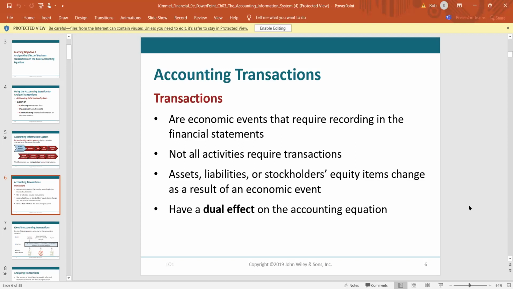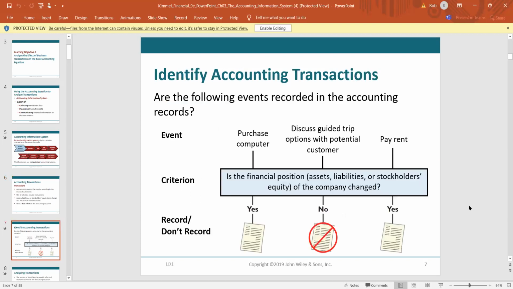Not all activities require transactions. Assets, liabilities, and stockholders' equity have to change as a result of the economic event. At least one of them has to change, and they have a dual effect on the accounting equation. You must have two. We're going to talk now in terms of pluses and minuses. You have to have a plus and a minus, or 2 pluses, depending on where you're working with the accounting equation.